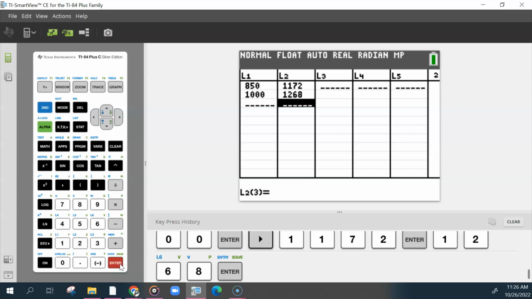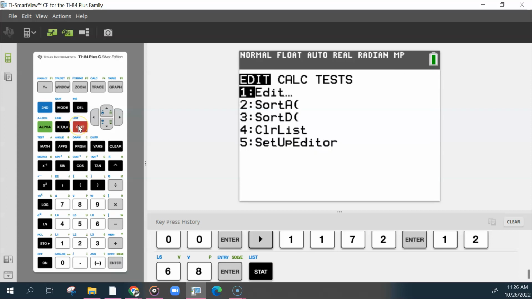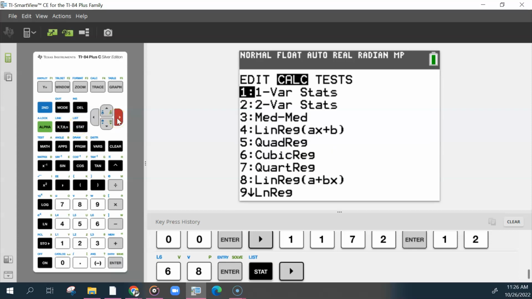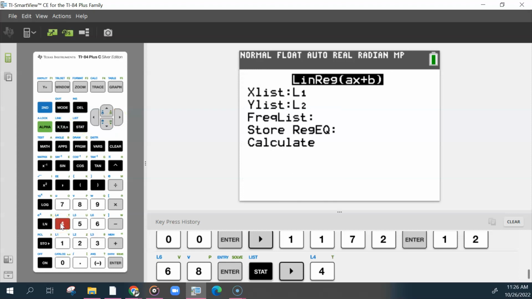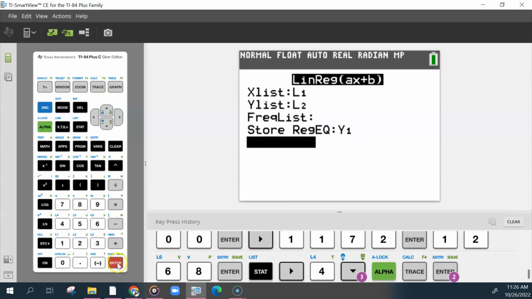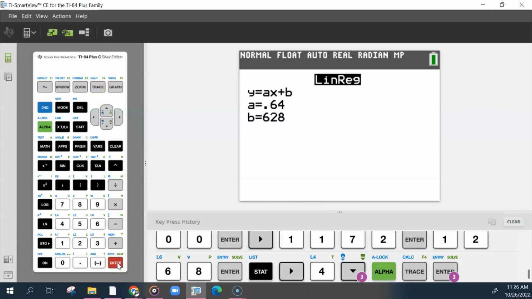And then you can go on to your step two. Go back to stat, scroll over to calculate, number four. And then down to store regression equation, alpha trace, and enter until your screen changes.